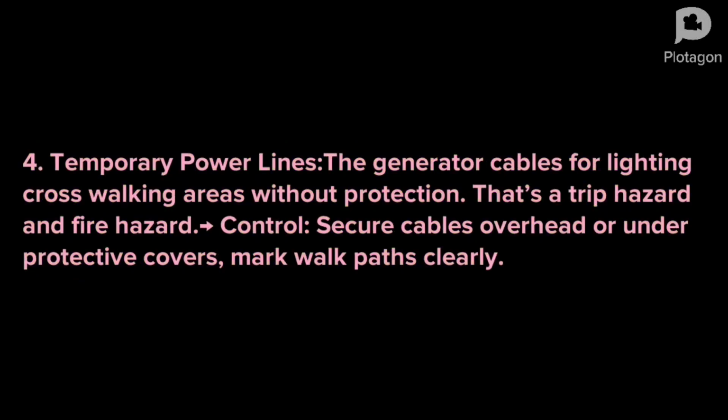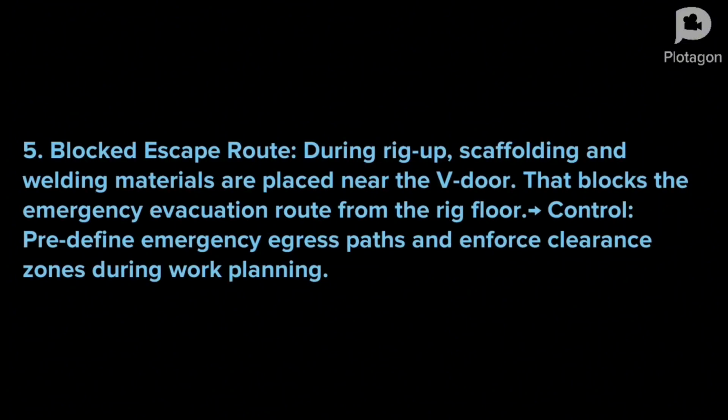4. Temporary power lines. The generator cables for lighting are crossing walking areas without protection. That's a trip hazard and fire hazard. Control: secure cables overhead or under protective covers, mark walk paths clearly. 5. Blocked escape route. During rig up, scaffolding and welding materials are placed near the V-door. That blocks the emergency evacuation route from the rig floor. Control: predefine emergency egress paths and enforce clearance zones during work planning.